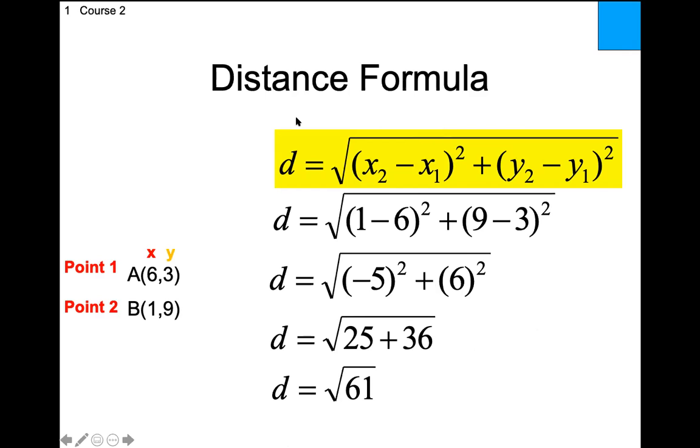Yes, whoever's reconnecting, I did do bottom to top, not top to bottom. I said what you could do instead, I'm going to write this again, 6, 3 and 1, 9. If you call the first one point 2 and the second one point 1, then it would be 6 minus 1, 3 minus 9. Notice I would still get a 5 instead of a negative 5, but squaring, I still get 25. 3 minus 9 wouldn't be 6, it would be negative 6, but negative 6 squared is still 36. So it doesn't matter which one you do, bottom to top or top to bottom. You still get the same answer once you square. Hopefully that made sense. All right, square root of 61 is about 7.8, and we're done.